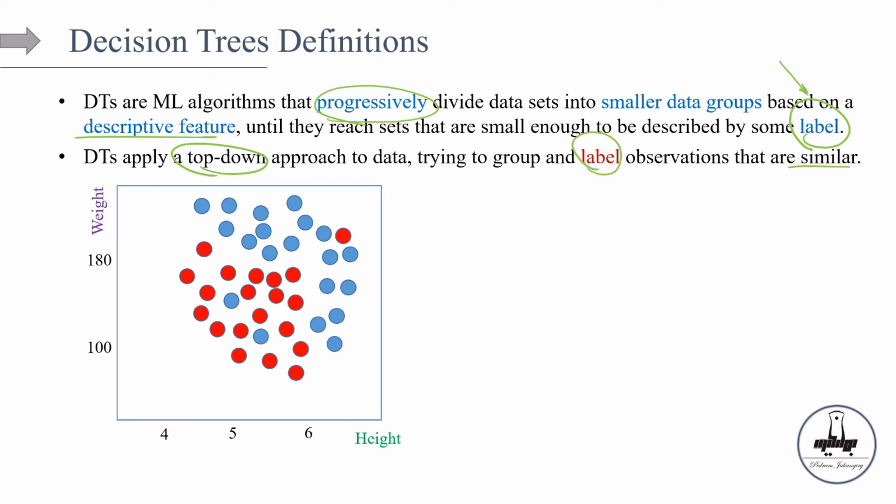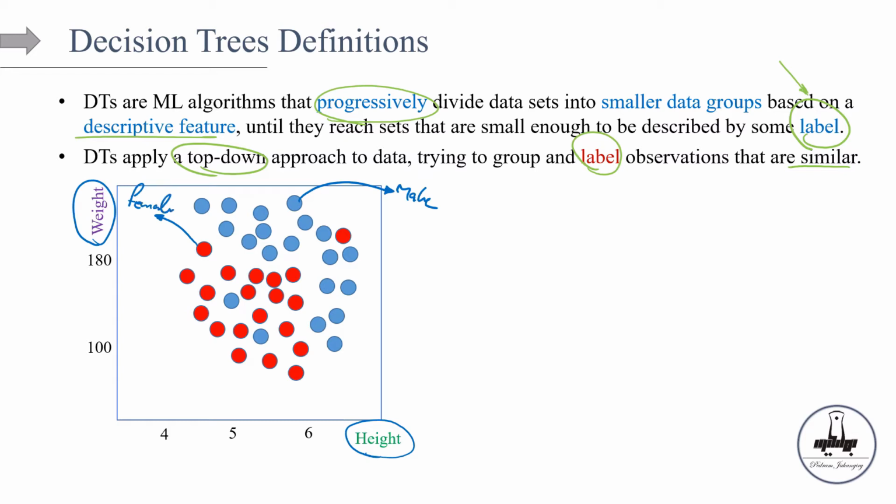So these are key terms, right? Basically, you want to label them based on some measure of similarities. So let's look at this very simple example. Imagine we are looking at height versus weight, and there are two classes, male and female. So let's say blue is male and red is female.